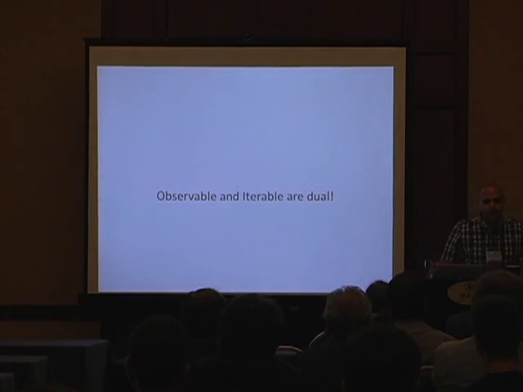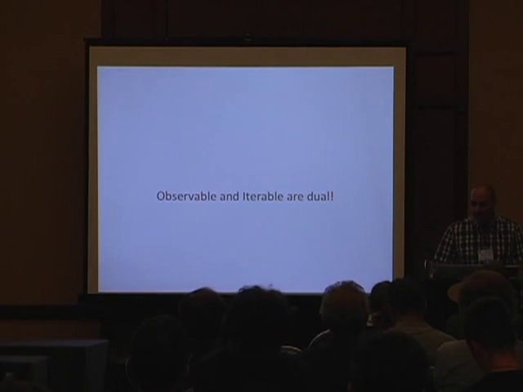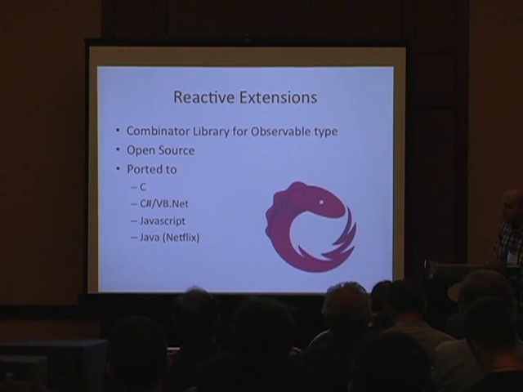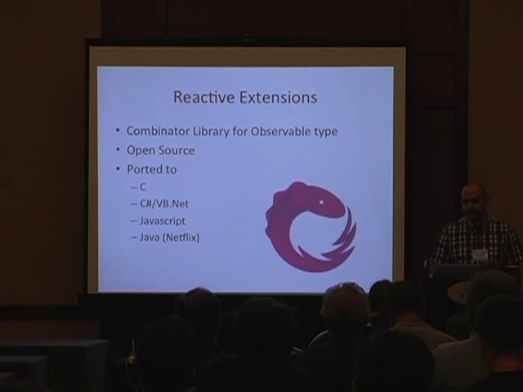This is actually huge. It's a really big deal. If you are very, very good with composition over sequences, there's now a huge number of new data sources with which you can play. And Eric called this the Reactive Extensions library. He and his team at Microsoft are behind this. It's basically a combinator library for the observable type, among other things. It's open source. It's been ported to C, C#, VB, and JavaScript, and at Netflix, we've ported it to Java for our use on the server.